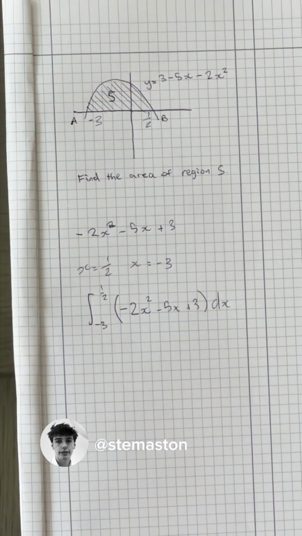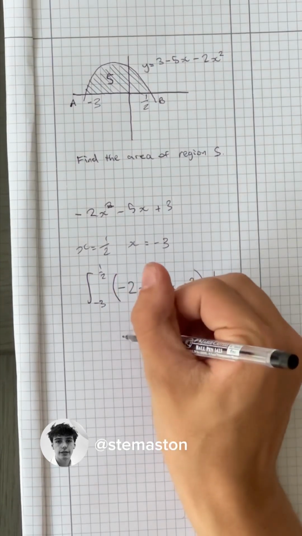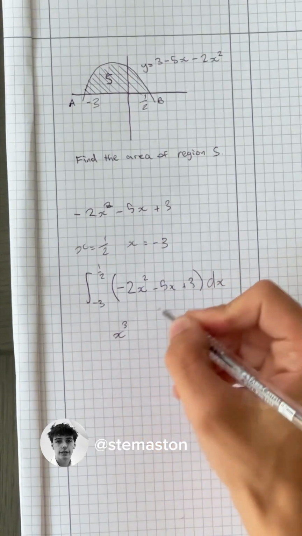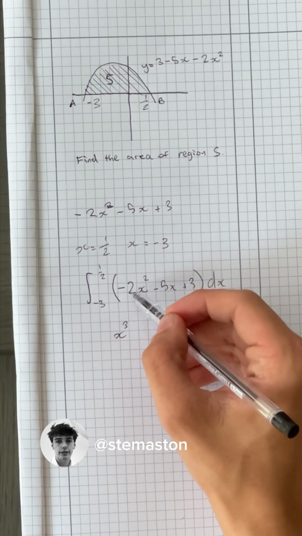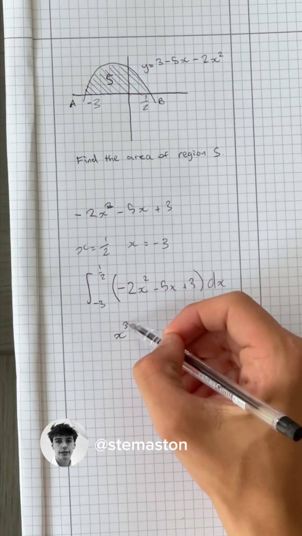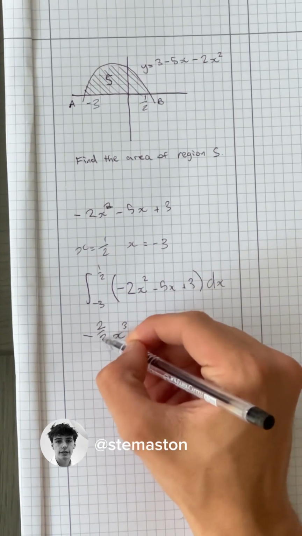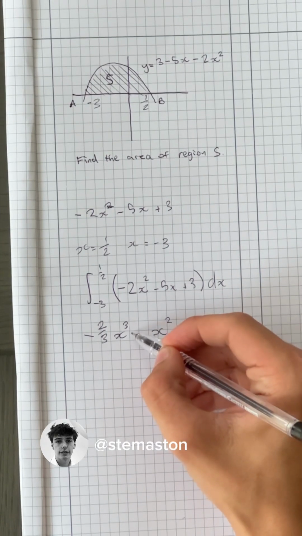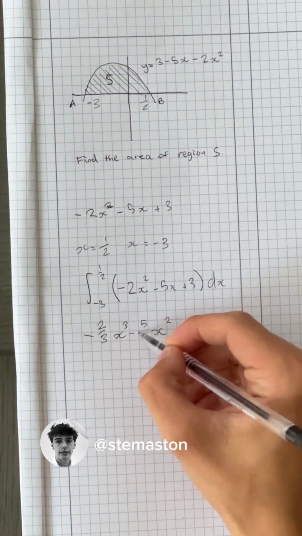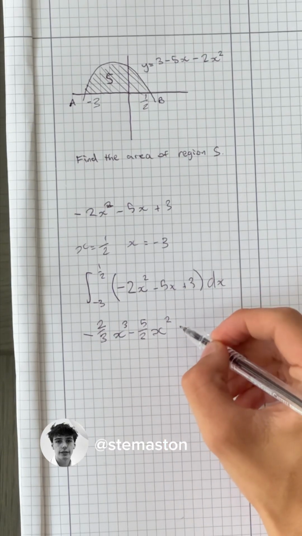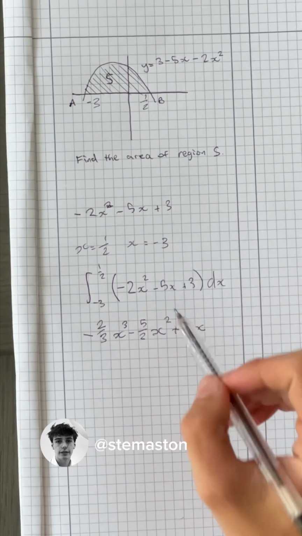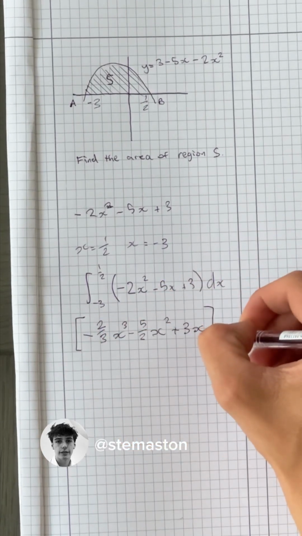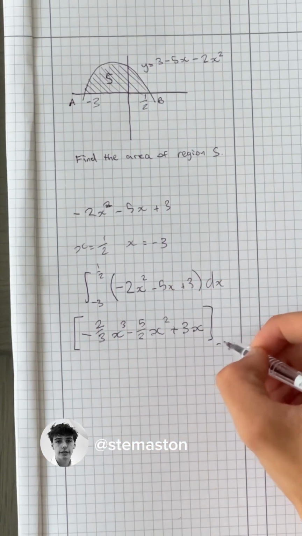To do so, the easiest method is to start off by writing x, increase the power by 1, so the x² will go to x³, and then divide the coefficient of x by this new power. So you're going to end up with -2 over 3. Then we repeat again, making this x², minus 5 over 2. And here, because there's no x, we can just add an x on the end there. Then we put it in brackets because we are doing integration with limits, and write out our limits here.